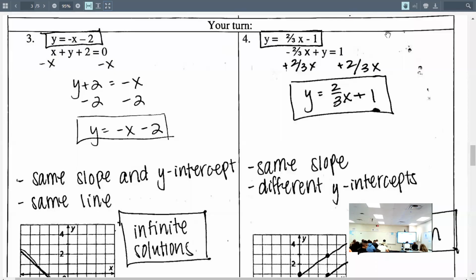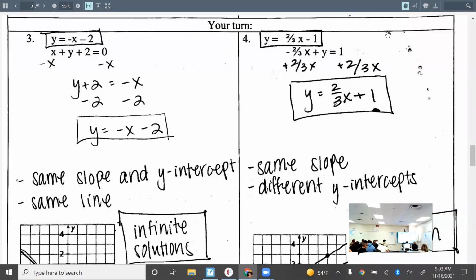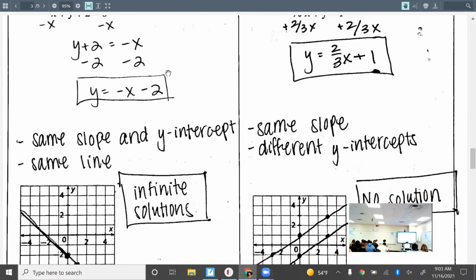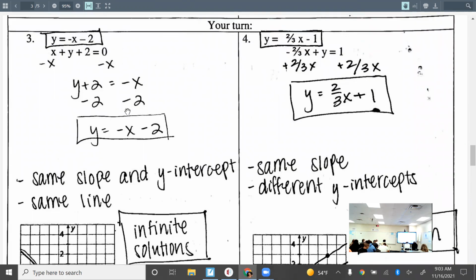So for number 3, how many solutions did you have? Good. Infinitely many solutions on number 3, because when you rearranged it, it's the exact same line. Now the rearranging in this one was a little different than the ones we did earlier today or last week, but you just need to know what do I need to do to make it 0. Subtracting x would make that cancel out. Subtracting 2 would make that cancel out. And then there you go.